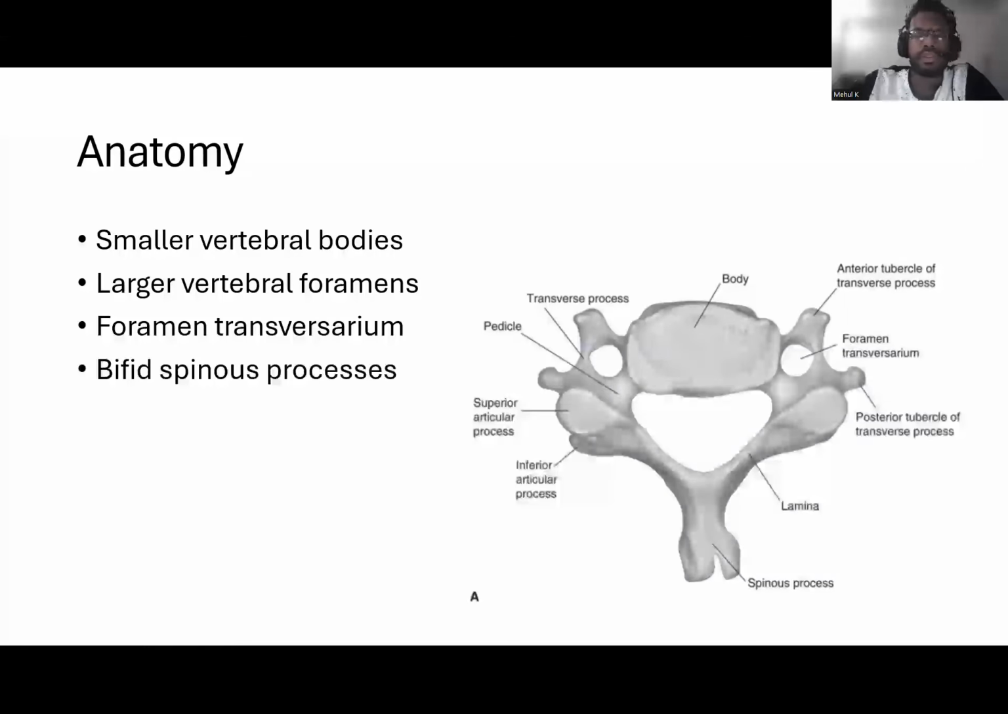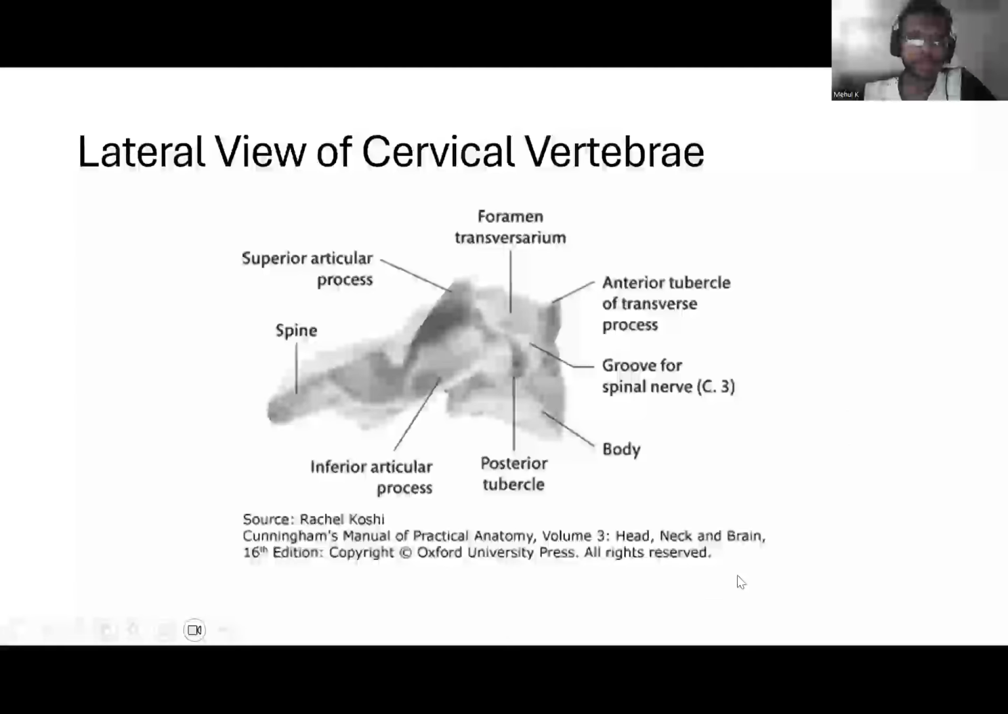There is a special feature here called the foramen transversarium, and the job of this is to transmit your vertebral arteries on both sides. This is very important in trauma as well, because fractures involving the foramen transversarium can lead to vertebral artery injuries, and that is an indication for CT angio of the head. Another cool feature of the cervical vertebra is the bifid spinous processes.